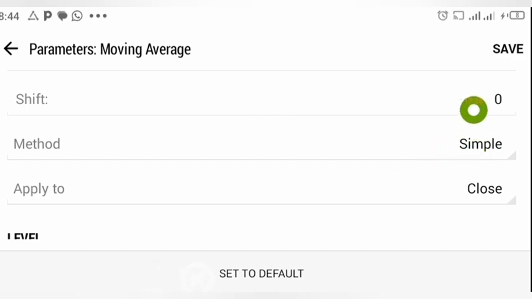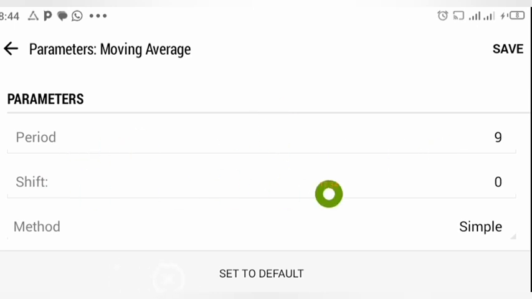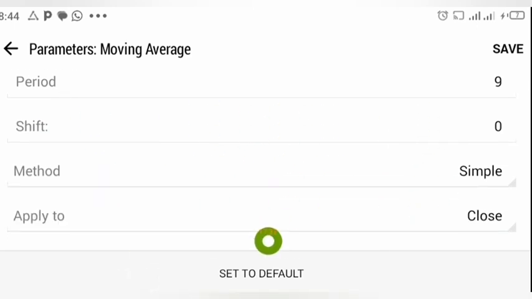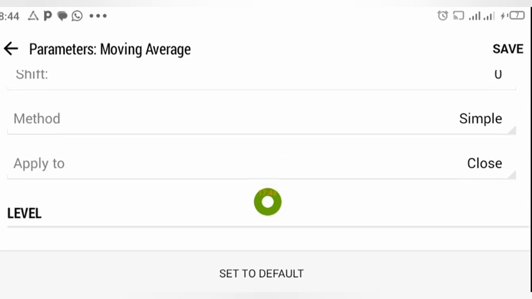So this is simple. I want you to save this video, make sure you rewatch it. This is period 9, shift 0. The method is simple moving average, which is 9. Apply to close. Don't change this to open. Let it be at close. The method should be simple.